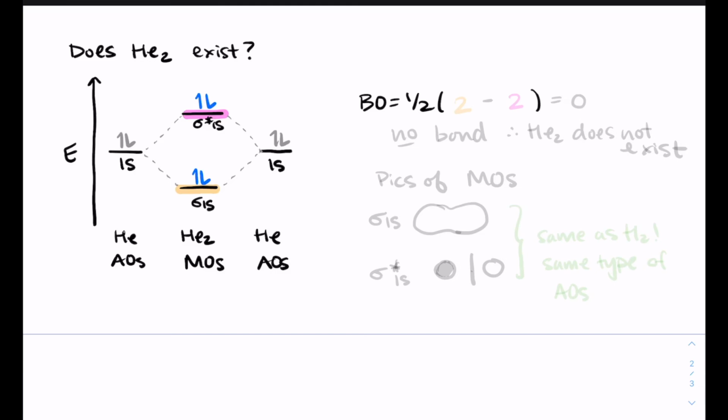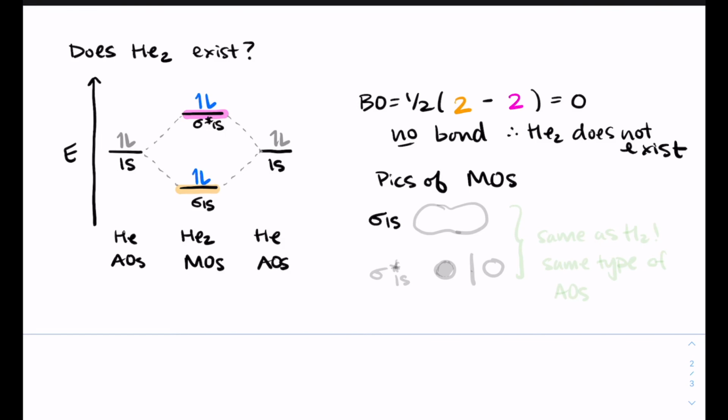I am also going to draw pictures of the molecular orbitals here, mostly to help you understand why you won't have to draw as many pictures of orbitals for MO theory. So if I do pictures of the MOs, the lowest energy MO is a sigma 1s. It is the result of 1s orbitals coming into contact and constructively interfering. Then the other MO is a sigma star 1s, 1s orbitals coming together and destructively interfering.